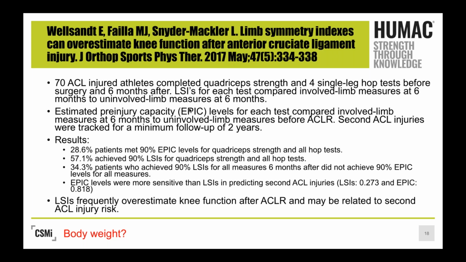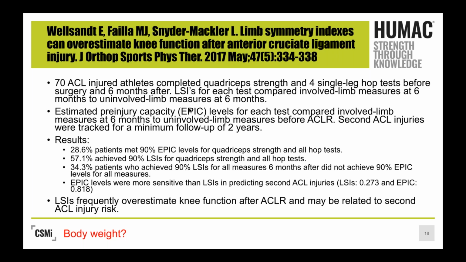And then 6 months later, they repeated the testing for both limbs. So they analyzed the subjects' quad strength and hop test using the same basic LSI, so how they compared at that 6-month post-op, but then they also used another measurement. They compared their involved limb at 6 months post-op with how the uninvolved limb was right after injury. And they called this the EPIC, the estimated pre-injury capacity level. Not only did they compare it, but they also looked at injury rates for a minimum of 2 years.